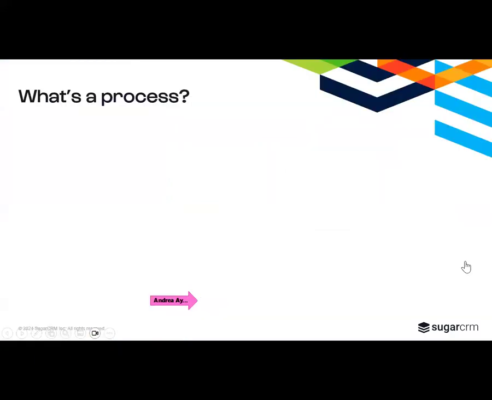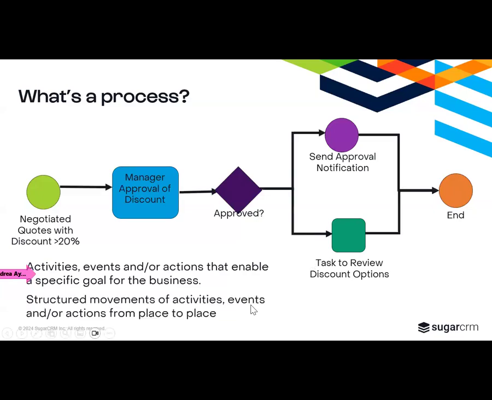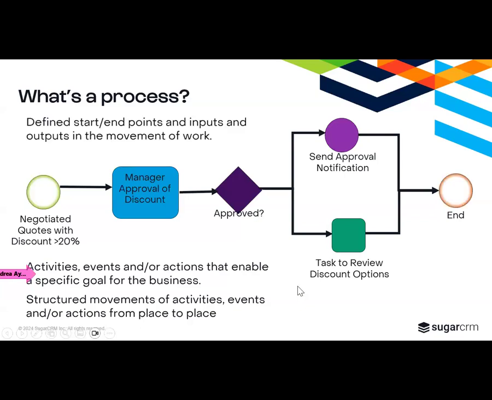All right, so what's a process? I know this seems basic, but we're going to cover it. Make sure we're all on the same page, that we know what a process is. So it's activities, events, and/or actions that enable some specific goal, whether it's an operational or business goal of your organization. And it's a movement of those activities and events. So you're going to have a beginning and an end. And within that beginning and end, you also have some inputs in the middle.